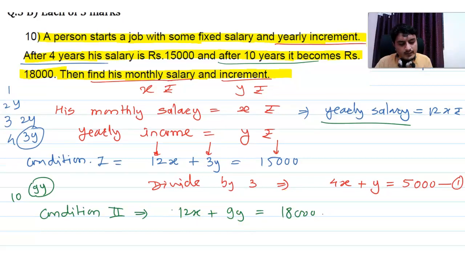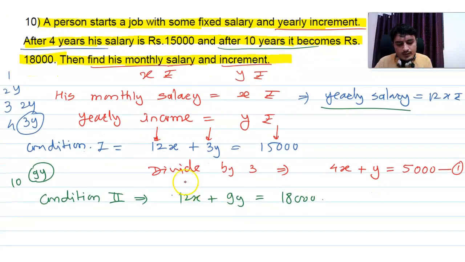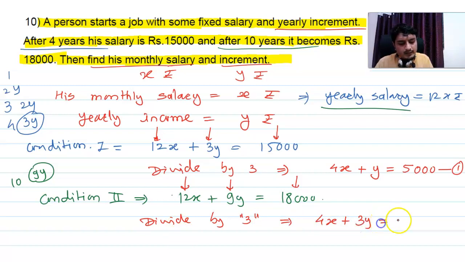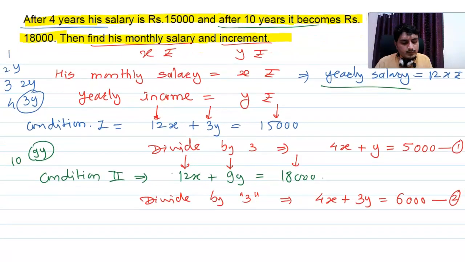So now look once carefully. The coefficients of variables x, y as well as the constant are all divisible by 3. So try to divide the equation throughout by 3. So we are getting 3 4s are 12, so 4x plus 3 3s are 9, so 3y, that equals 3 6s are 18, that means we have 6,000. Call it equation number 2.